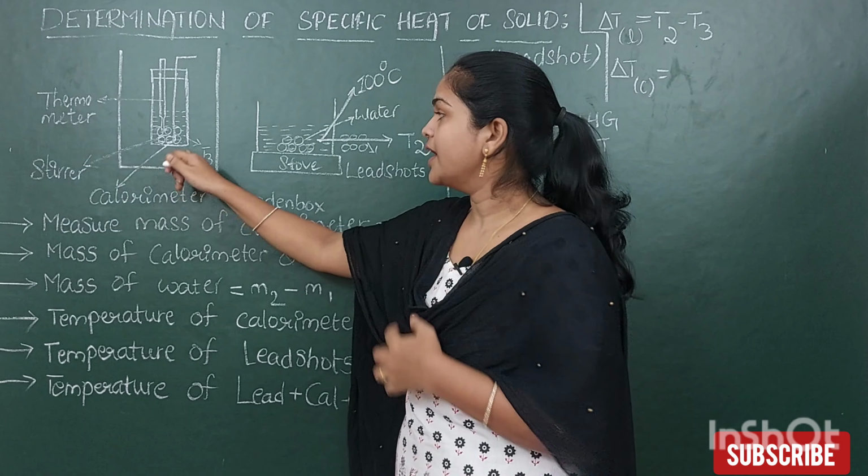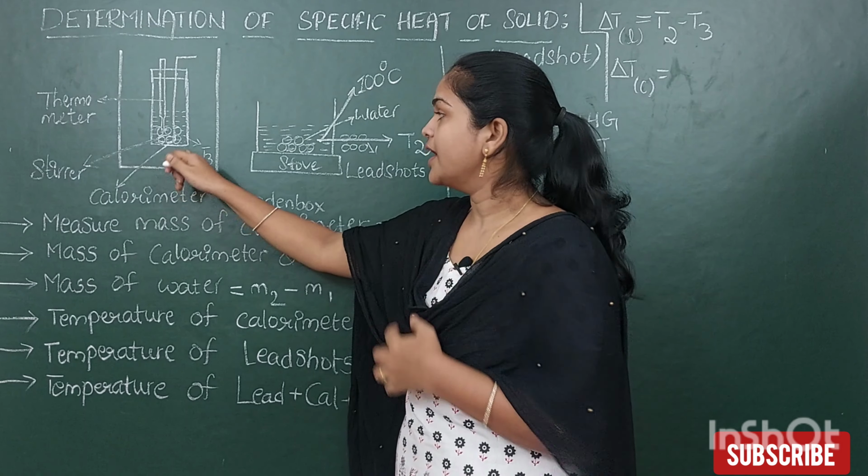Lead shots. So if you want to get the mass of lead shots, what you have to do? You have to subtract the values of calorimeter and water. The whole mass is M3, and if you want only the mass of lead shots, you have to subtract the mass of calorimeter and water. So the whole value M3 minus the mass of calorimeter and water, M2.